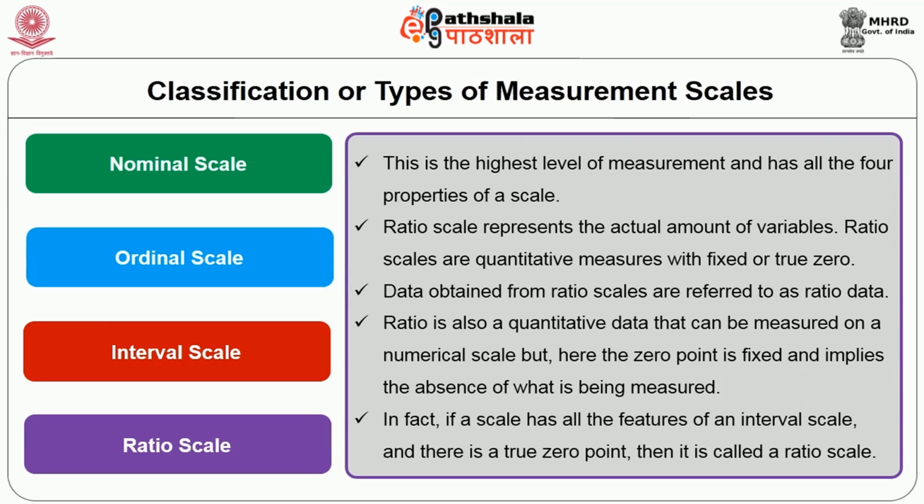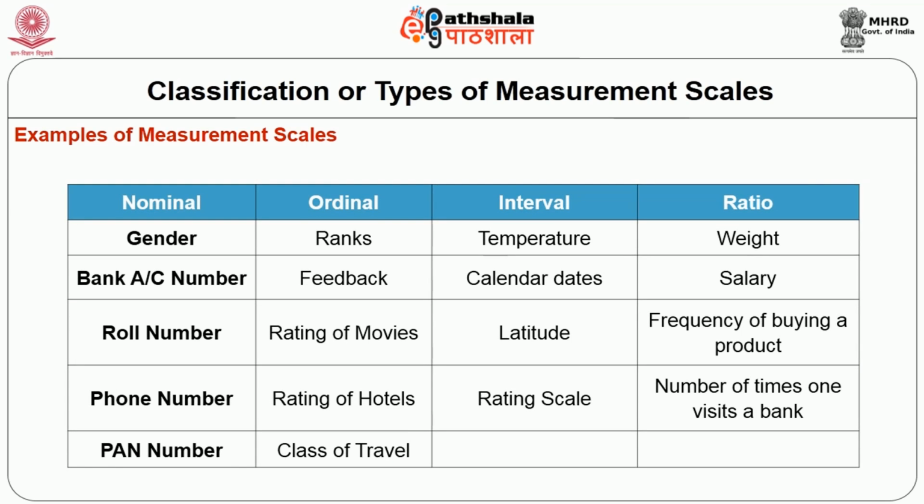Ratio scale. This is the highest level of measurement and has all four properties of a scale. A ratio scale represents the actual amount of variables. Ratio scales are quantitative measures with a fixed or true zero. The data obtained from ratio scales are referred to as ratio data. Ratio is also quantitative data that can be measured on a numerical scale, but here the zero point is fixed and implies the absence of what is being measured. In fact, if the scale has all the features of an interval scale and there is a true zero point, then it is called a ratio scale. Table 1 gives examples of measurement scales.